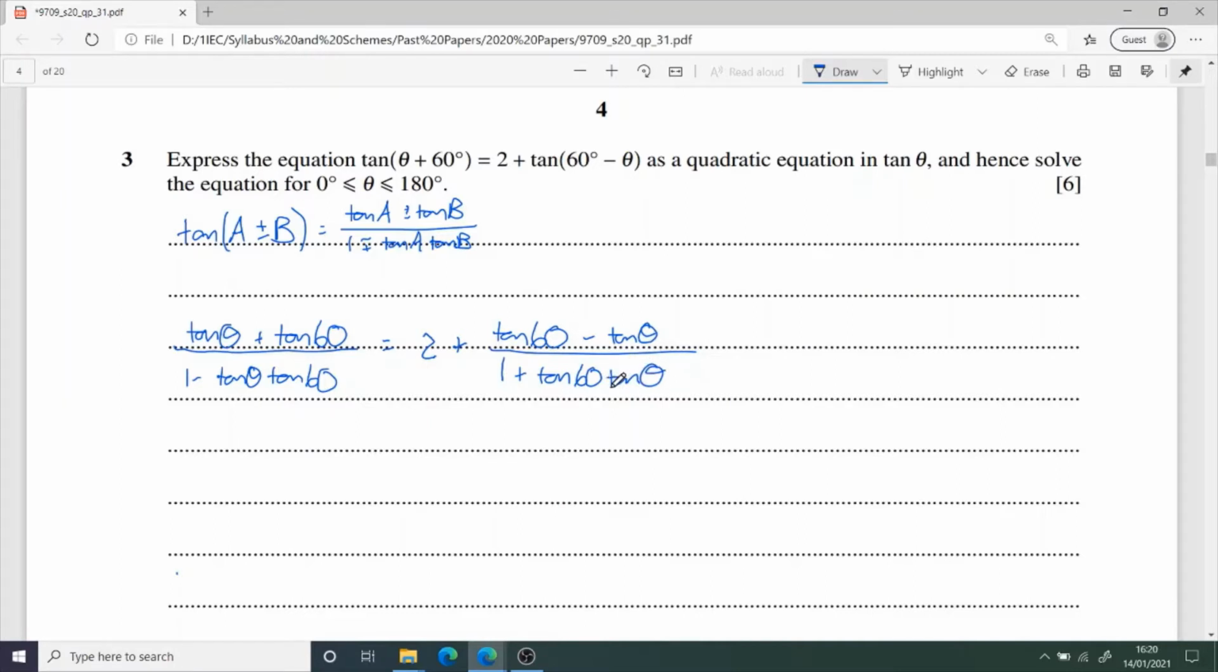You can evaluate tan 60 on your calculator. It's root 3. So let's replace any tan 60s with square root of 3. So tan theta plus root 3 over 1 minus root 3 tan theta is equal to 2 plus root 3 minus tan theta divided by 1 plus root 3 tan theta.